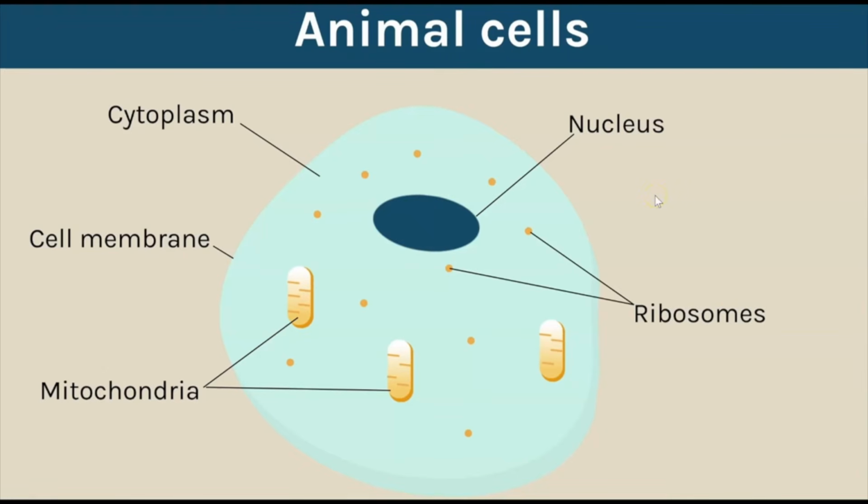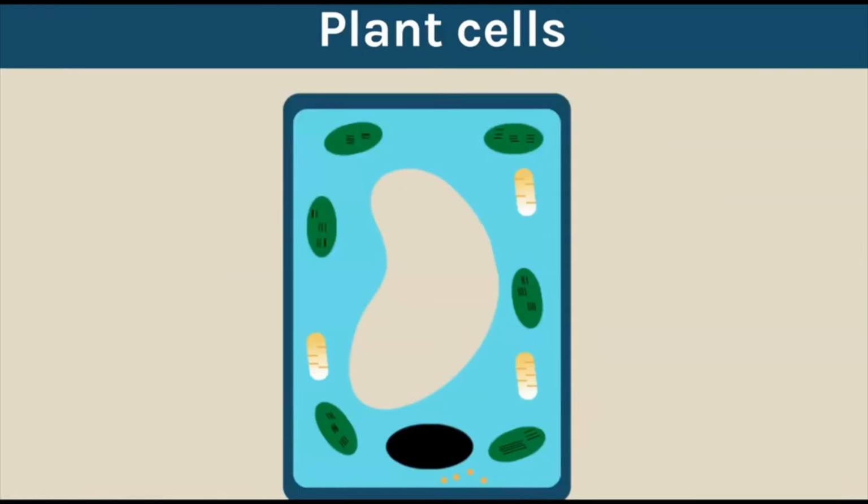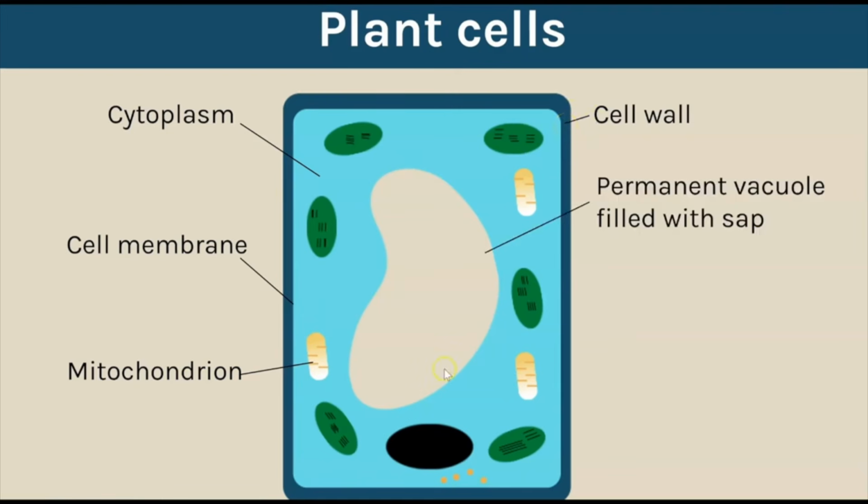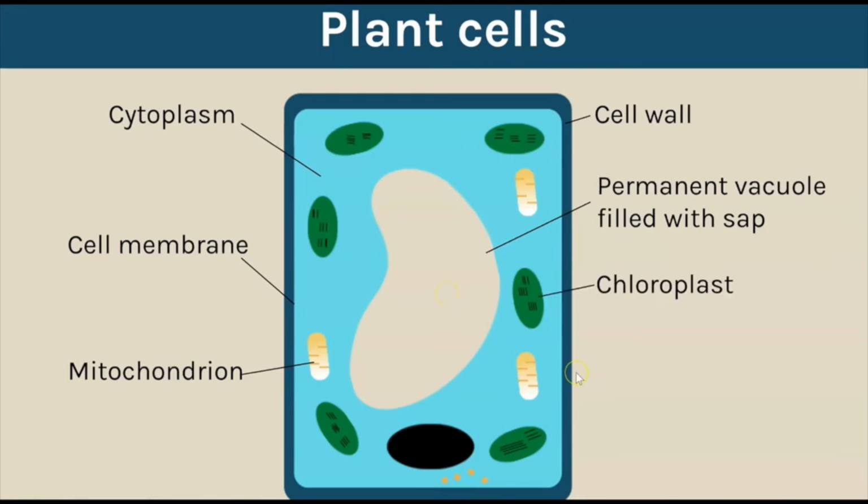Now if we compare this to a plant cell, they do have lots of structures in common. So they also have cytoplasm, a cell membrane, and mitochondria. Notice here I've called it mitochondrion. That's because it's only pointing to one, and the singular is mitochondrion, the plural is mitochondria. They have a cell wall, a permanent vacuole which is filled with sap, a liquid. They have chloroplasts, a nucleus which contains the genetic information, and ribosomes.